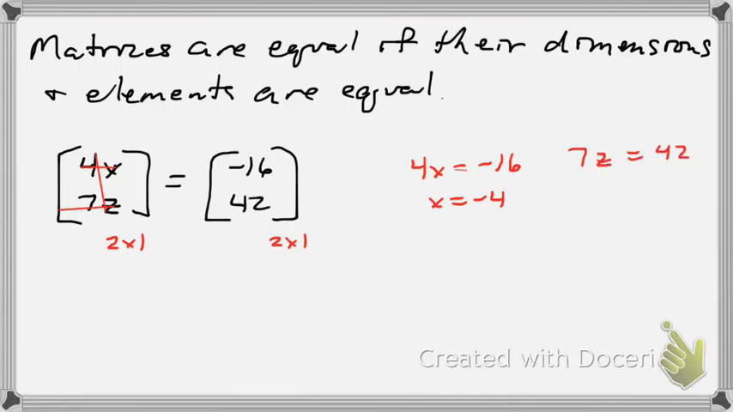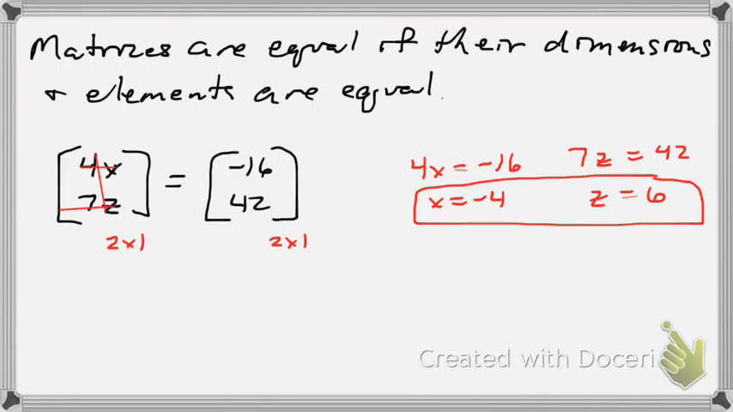It might be a 2 by 2. In that case, you'd set upper left equal to upper left, upper right equal to upper right, lower left, whatever. Okay? It's not always a 2 by 1. And then in that case, z is 6. So you're just setting corresponding elements equal to each other and solving. Do you think you can do that? It's pretty simple.